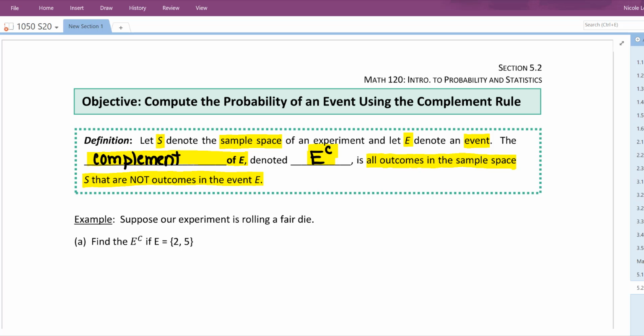Another way that you can think of the complement to help you understand it, and it's not exactly the same, which is why I'm putting quotations around it, is that it's kind of like the "opposite" of your event E, the opposite of E.